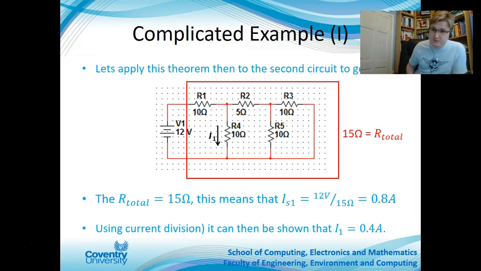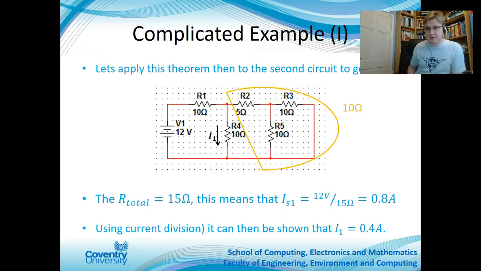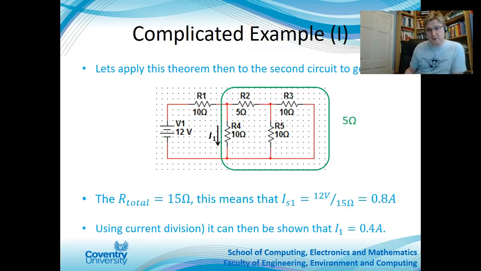Now remember the rules that we said for current divider, you put the other branch on the top. So the other branch in this situation would be the combination of R2, R3, and R5, which would be this situation here, which would be what I've called R equivalent 2. So you put the R equivalent 2 on the top, you put the R equivalent 2 plus R4 on the bottom, multiply by the current, which is 0.8, and that gives us 0.4 amps. So now we found the contribution made by V1.